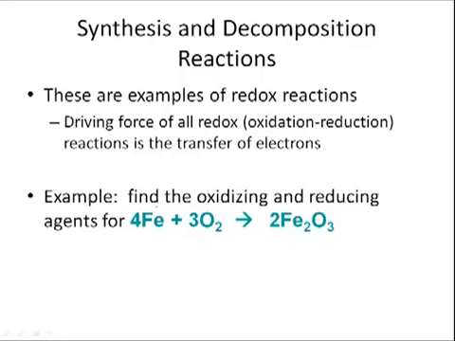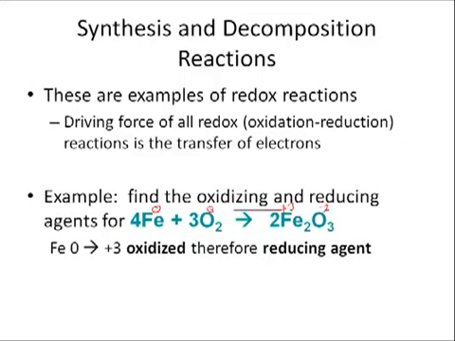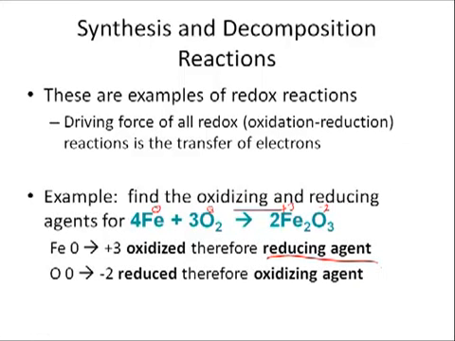Right here, anything that's by itself has an oxidation number of 0. So that goes for oxygen as well. Iron is going to have a +3, and oxygen is going to have a -2 charge. So your job right now is to figure out which went up in charge and which one went down in charge. Iron went up, from 0 to +3, therefore it's oxidized, and therefore it's the reducing agent. Finally, oxygen went from 0 to -2, so it went down in charge, therefore it's reduced, and therefore it's the oxidizing agent.